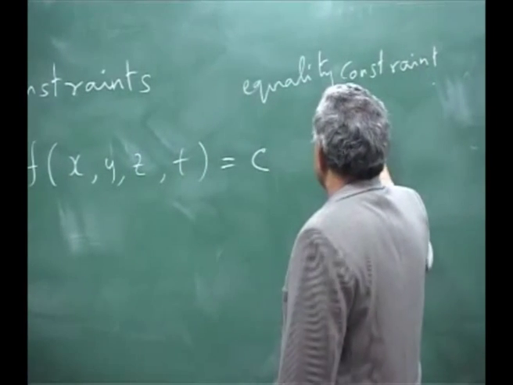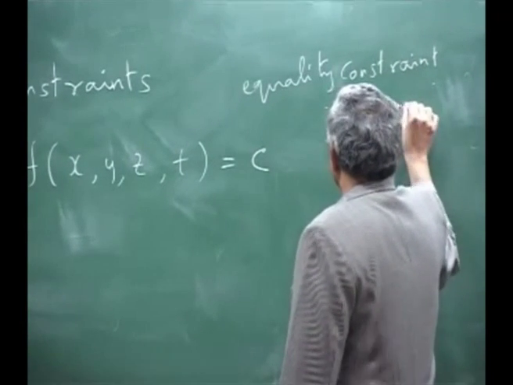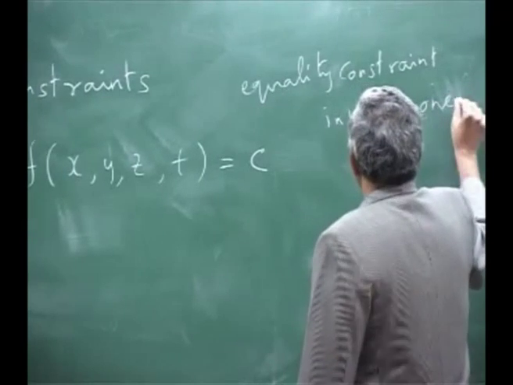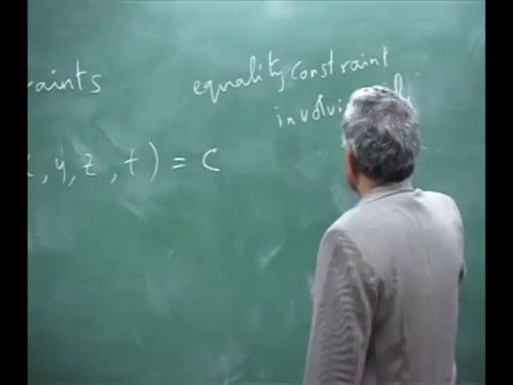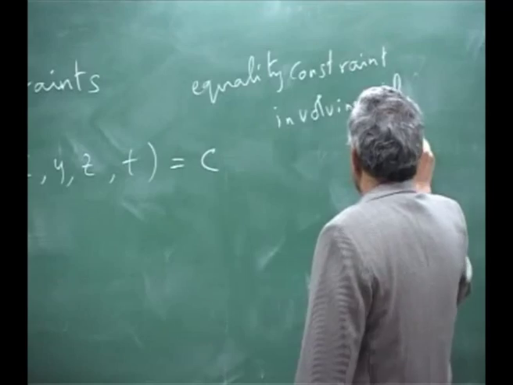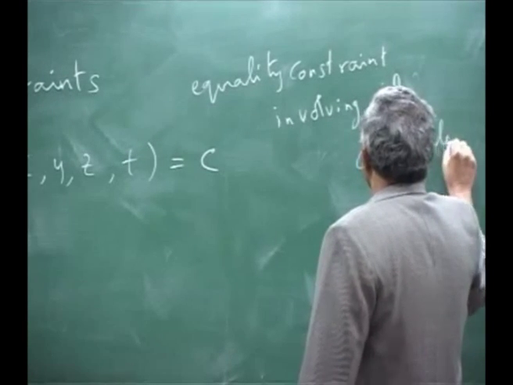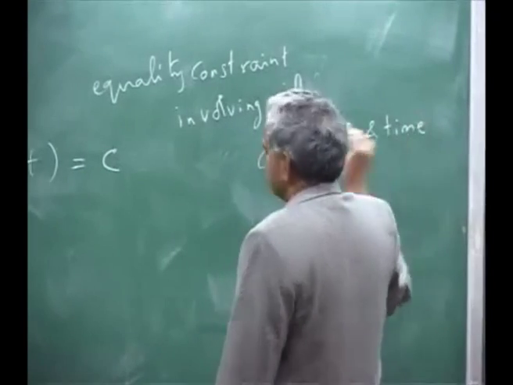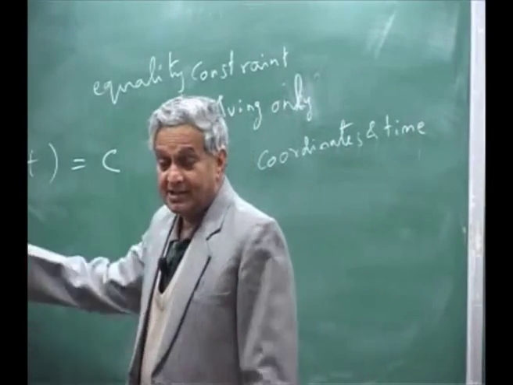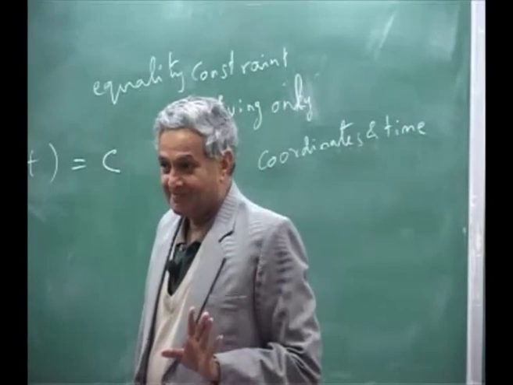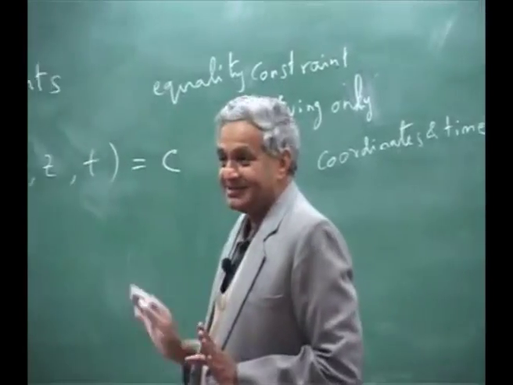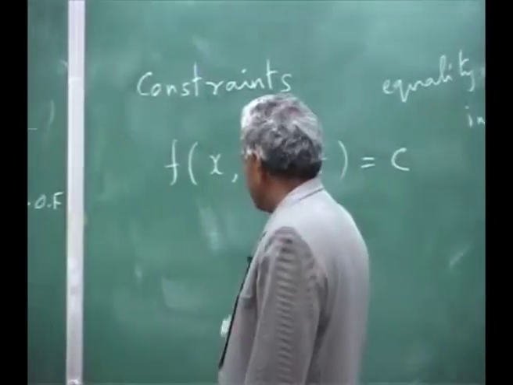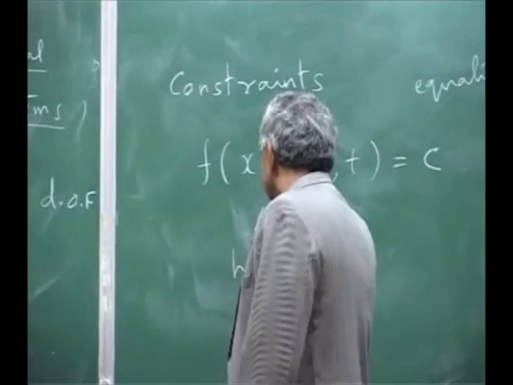Involving, please understand, only coordinates, that's all, and time, not their derivatives or anything like that. Okay, only these types of constraints are called holonomic. Okay.